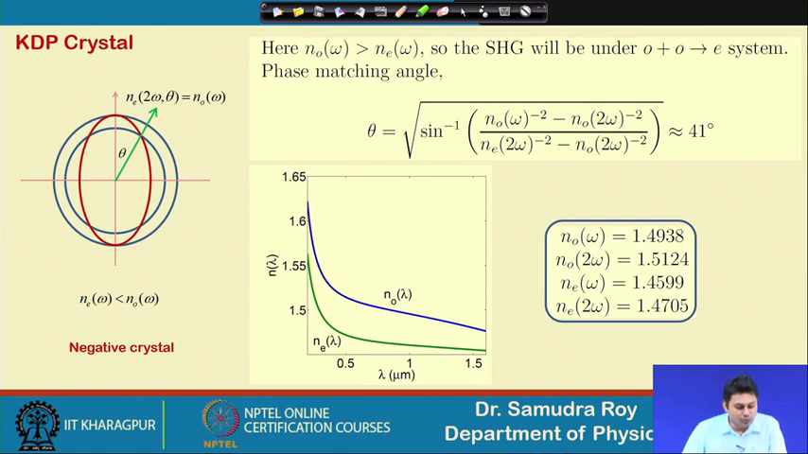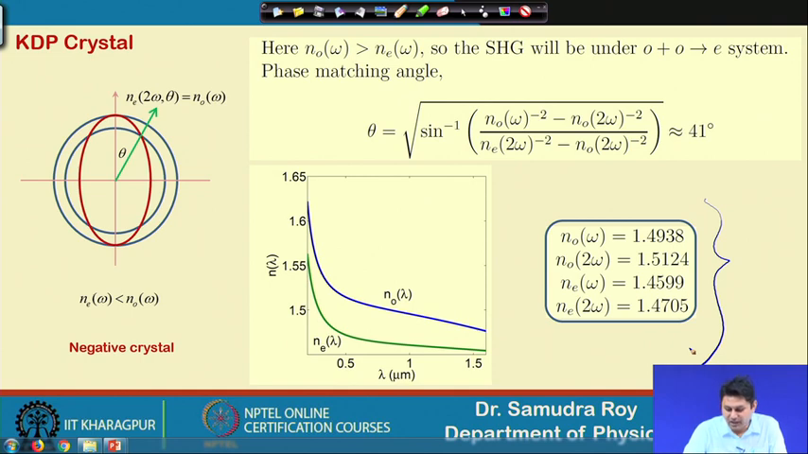So, let us go back to our old slide. This is not a very new slide. Last day also we showed the nature of the KDP crystal, and we know this is a negative crystal, which is why the refractive index of the ordinary wave at a particular wavelength is greater than the refractive index of the extraordinary wave at that wavelength. We were also able to calculate the n values at different wavelengths, which are given here.